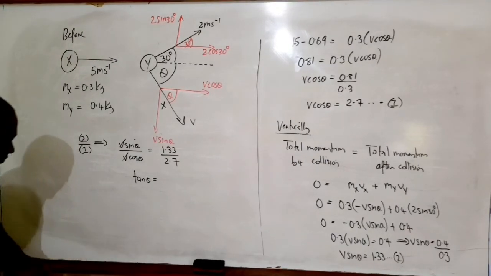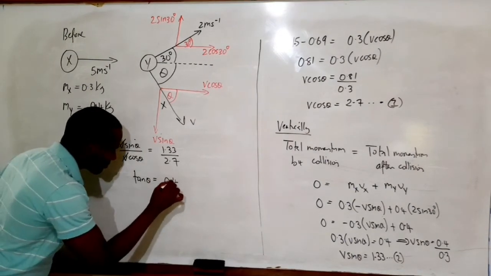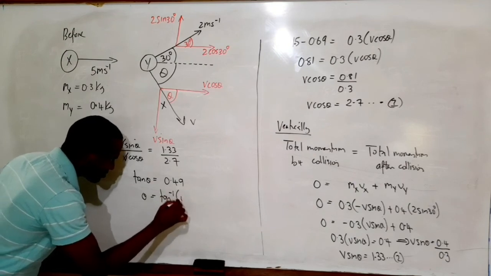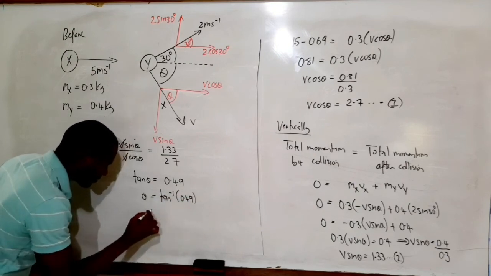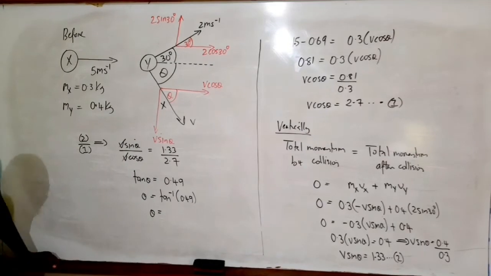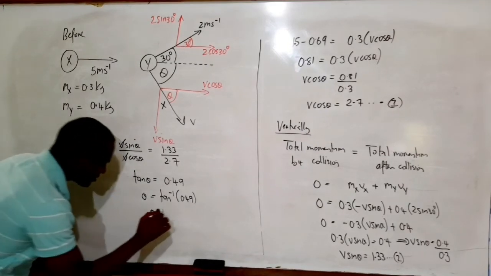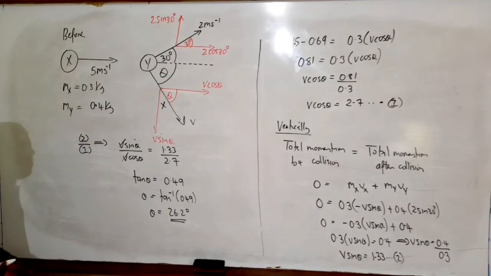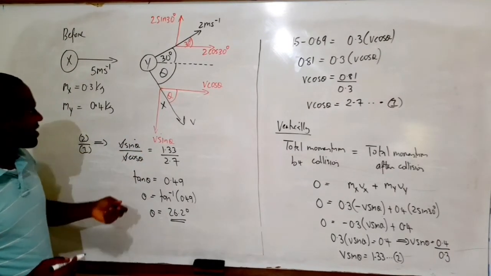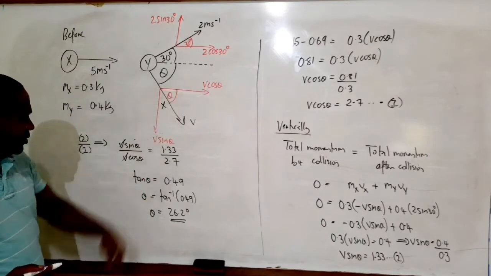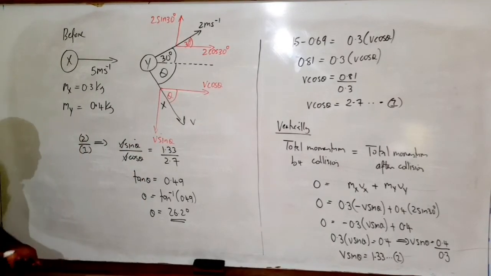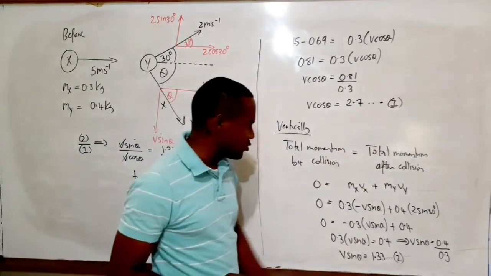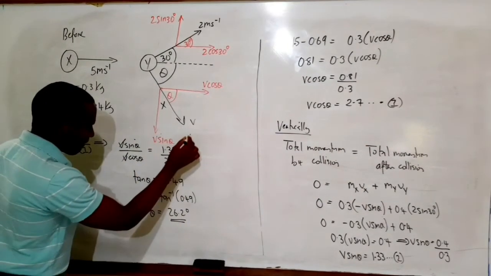So that gives us 0.49. And therefore theta is equal to the tan inverse of 0.49. And so theta gives us 26.2 degrees. Right? So the angle that v makes to the initial direction of x is 26.2 degrees. Now, having found the value of theta, we can then substitute the value of theta into either equation 1 or equation 2 and then solve for v.